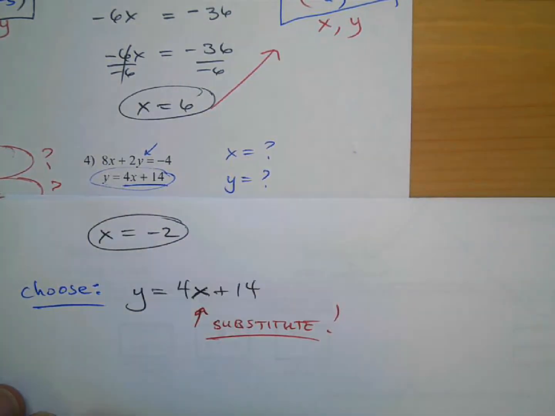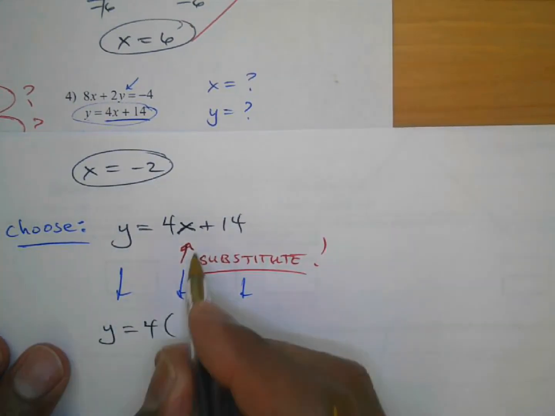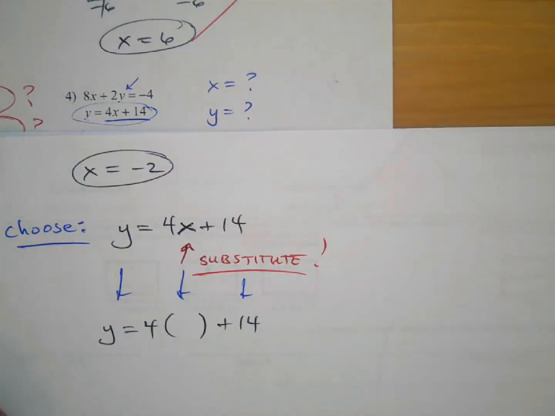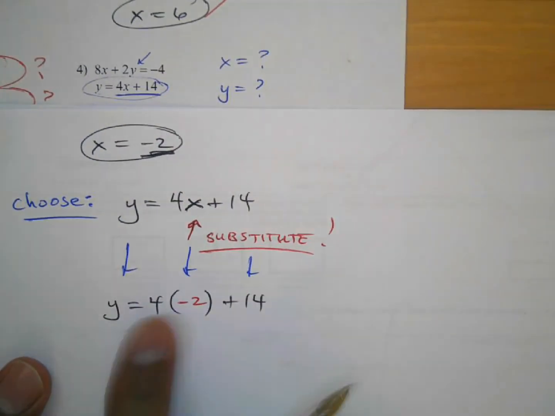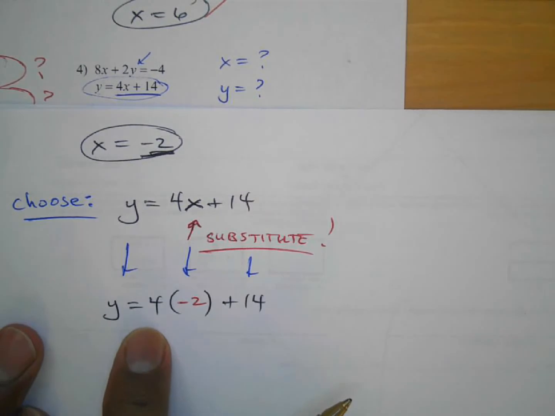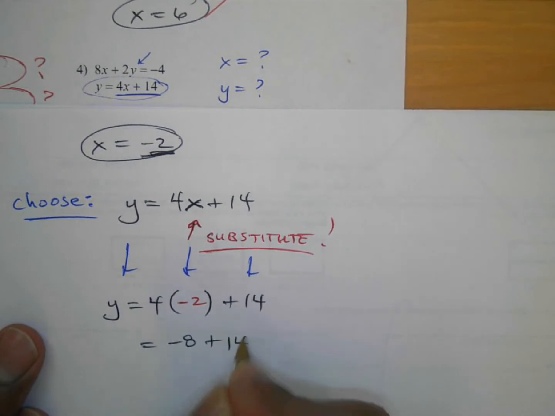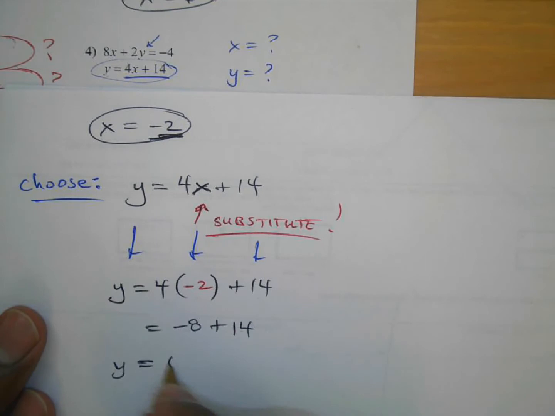And when you do all that, and I copy this over with the substitution, I'm going to have y is equal to 4 times something, but I'm not going to put x, plus 14. What are you going to put there for that x? Well, x is what? Negative 2. And see, now you'll be able to finish this and get the value for y, the coordinate. 4 times negative 2 is negative 8 plus 14. You're going to get y is equal to negative 8 plus 14, or 14 take away 8 is a positive 6.